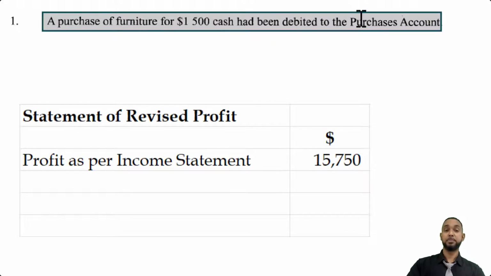So the $1,500 was put into purchases, which of course was then used as an expense in calculating net profit. So we would have deducted the whole purchases figure, which should have been $1,500 too high. So when we correct the purchases account and remove $1,500 from it, purchases will come down. If your expenses come down, your profit goes up. So we are going to add back the $1,500 to the profit figure as the correcting entry here.